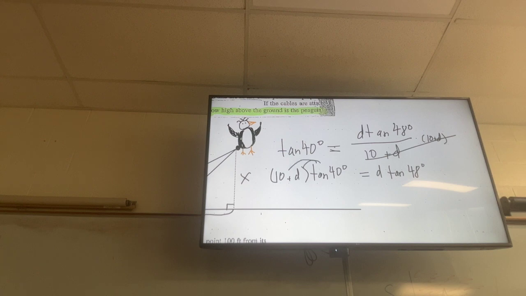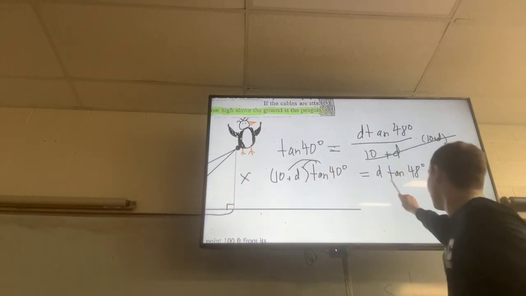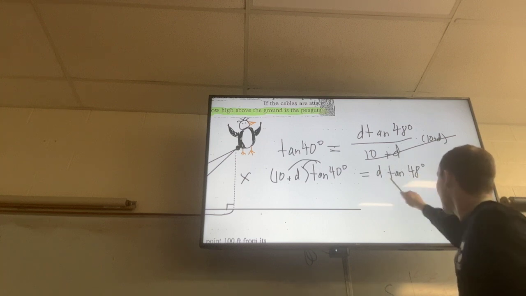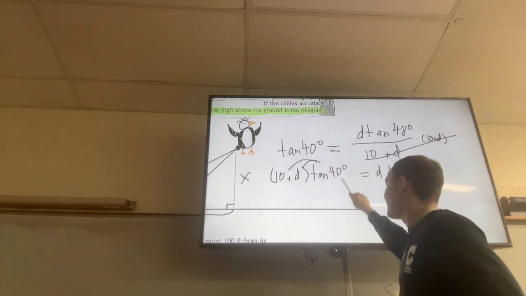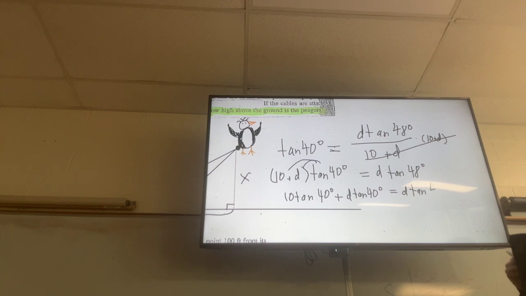So when you guys see tan 40 degrees and tan 48 degrees, I know it's confusing because there's letters. Just think of tan 48 degrees as one number, and think of tan 40 degrees as one number. Okay, so I'm going to have 10 tan 40 plus d tan 40 equals d tan 48 degrees.